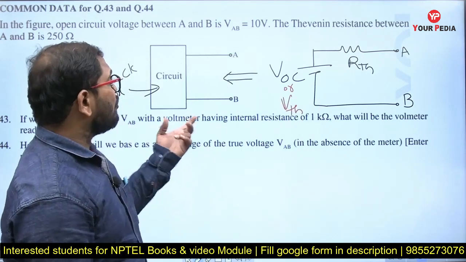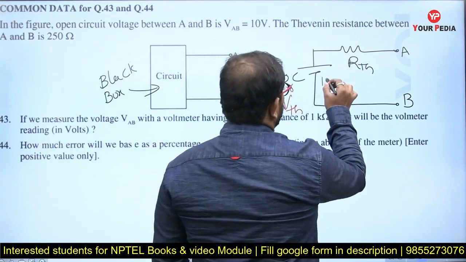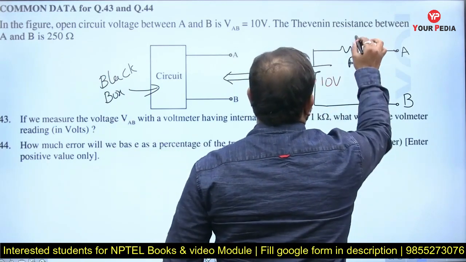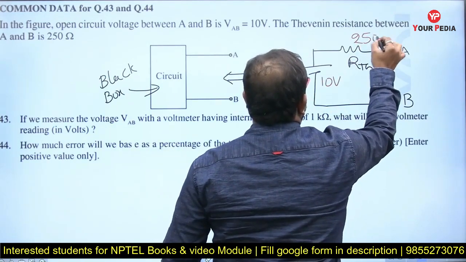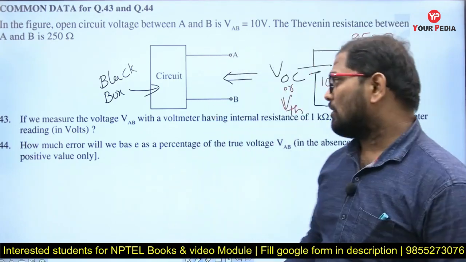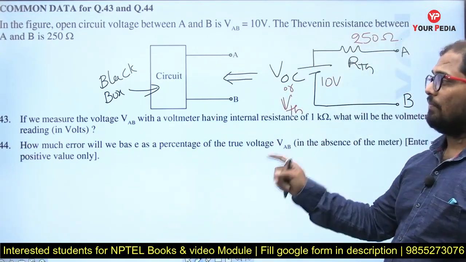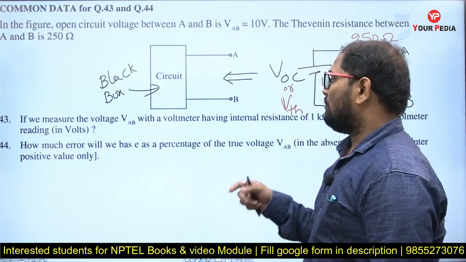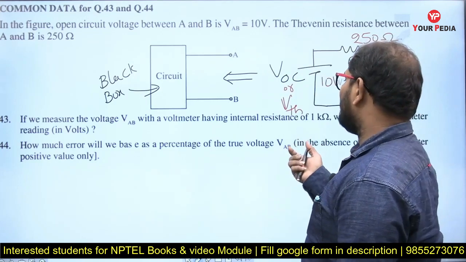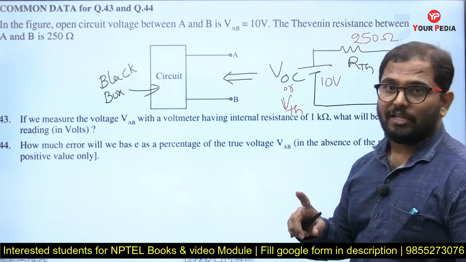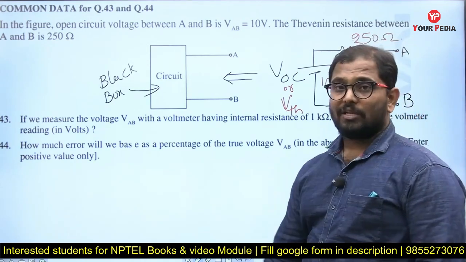So what is the open circuit voltage he has mentioned? It is 10 volts. What is the Thevenin's resistance he has mentioned? It is 250 ohms. Now the actual question comes into the picture. The first question is, if we measure the voltage VAB with a voltmeter having an internal resistance of 1 kilo ohm, what will be the voltmeter reading?